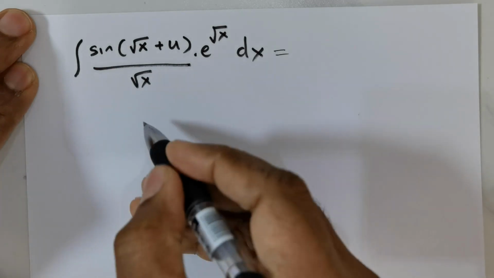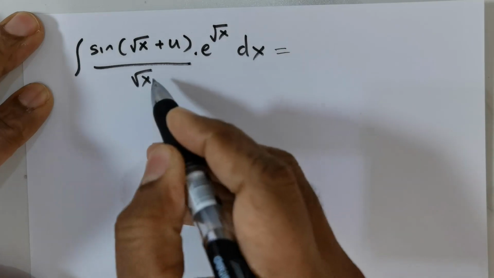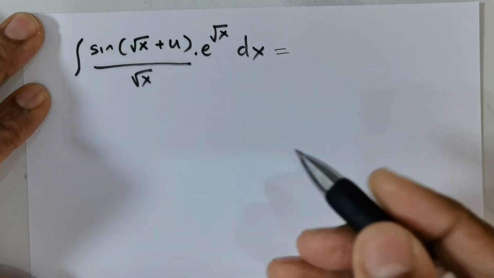Good day everybody, we got an interesting question. We are expected to integrate sine of (root of x plus u) over root of x times e raised to the power root of x, dx.